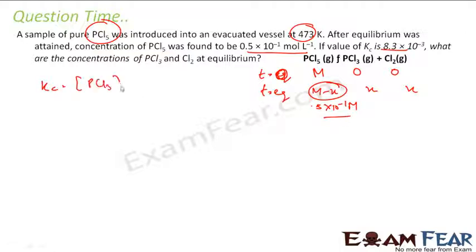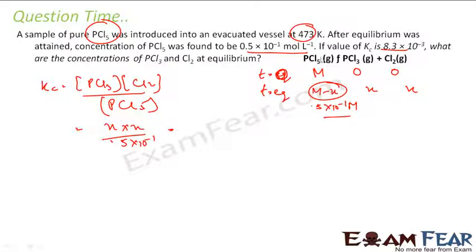So my Kc is what? Concentration of PCl3, concentration of Cl2, over concentration of PCl5. What is the concentration of PCl3? x, Cl2, x, and PCl5, 0.5 into 10 to the power minus 1. And this value is given, Kc is 8.3 into 10 to the power minus 3. So you solve it to get x is equal to 2 into 10 to the power minus 2. What will be the units? It will be M, because everything is moles per liter, right? This is the value of x.